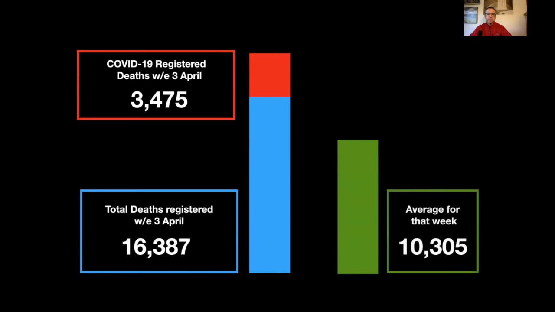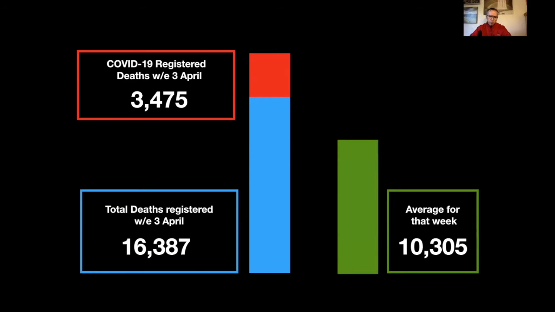And this bar here is 10,305, which is the 5-week average of deaths in week 14. Now, there are several points to make here about how best to do an average. You could do as I described then, that's what the official statistics did. They took the week 14s for the last 5 years, averaged them and said, okay, 10,300 is the average of those.